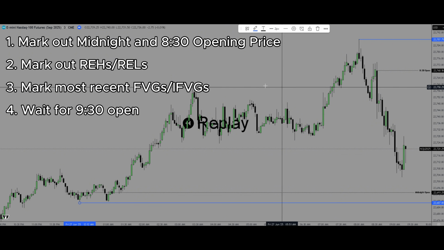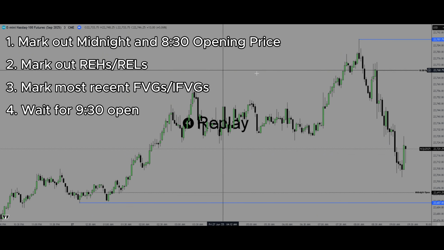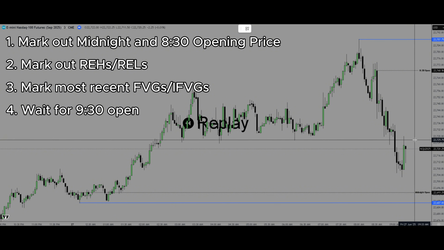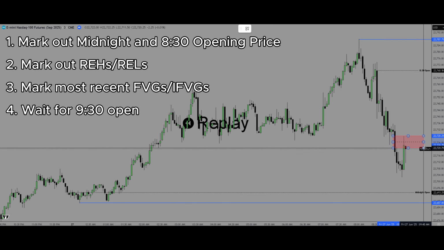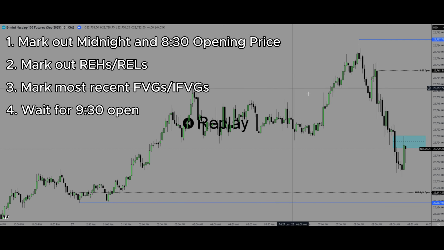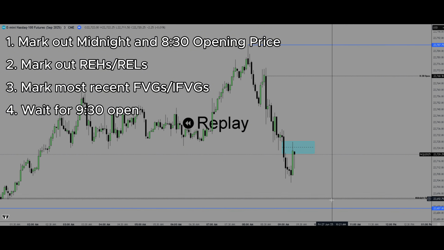Second step, mark out the two most significant or obvious liquidity pools above and below current price. Look for relative equal highs and lows. Third step, mark out most recent fair value gaps or inversion fair value gaps near current price on the 1-minute chart. Final step, sit patiently for the 9:30 open to deliver. Now we are ready and prepared for the opening bell.